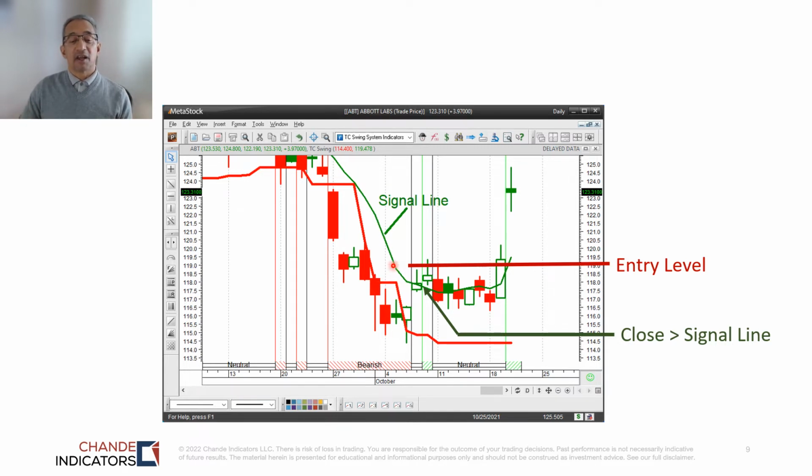Then the solid red line is sort of our entry level, which is above the high of the first close above the trigger line. And once we get a push above that high, we are in. Then we forget about all the entry conditions and we just focus on the trailing stop to get us out. So this is just to give you a feel for how the system works.